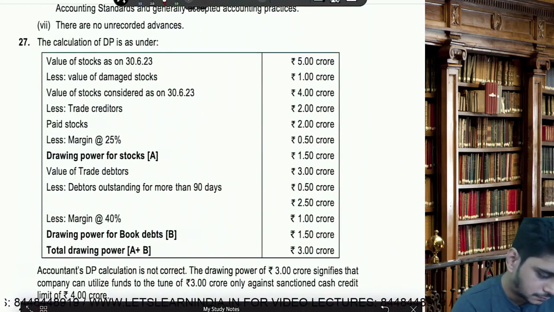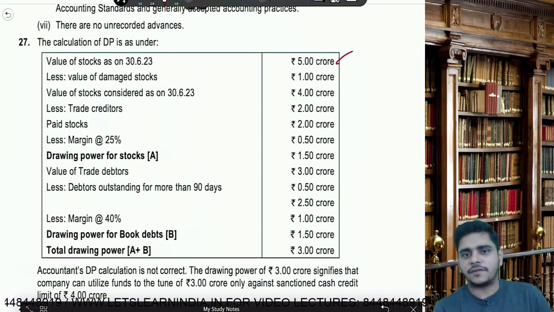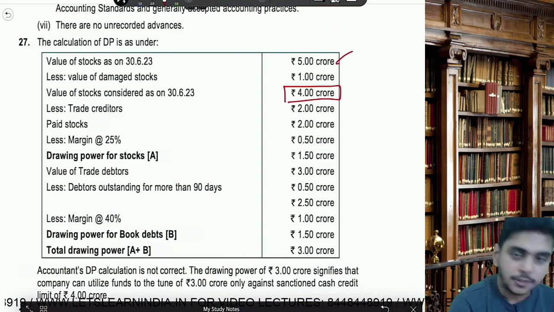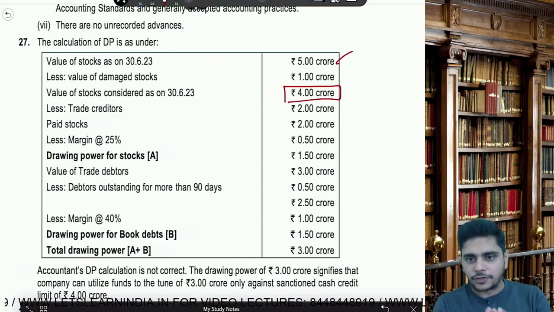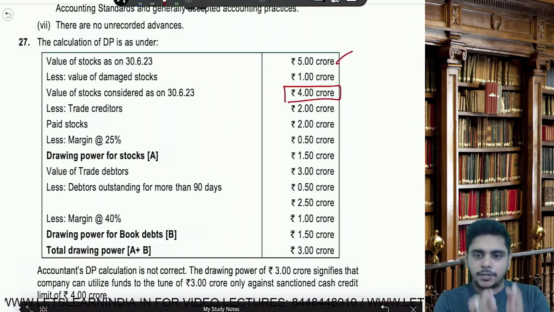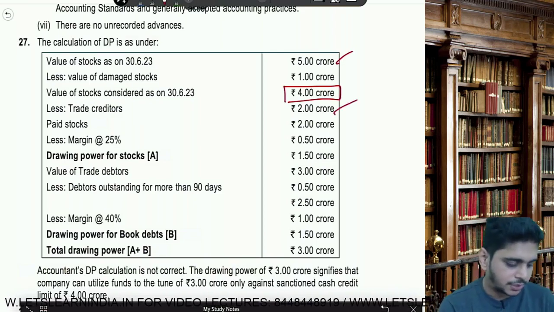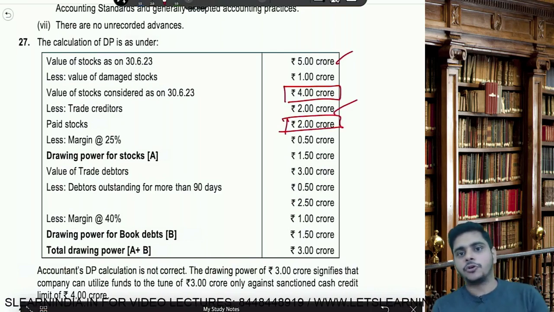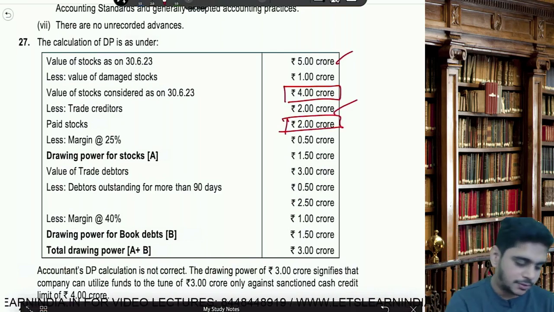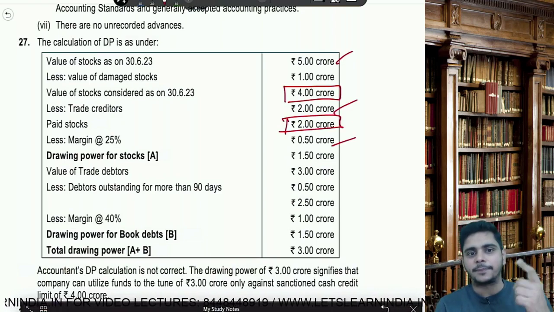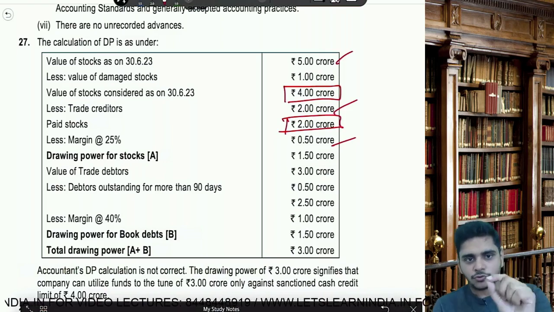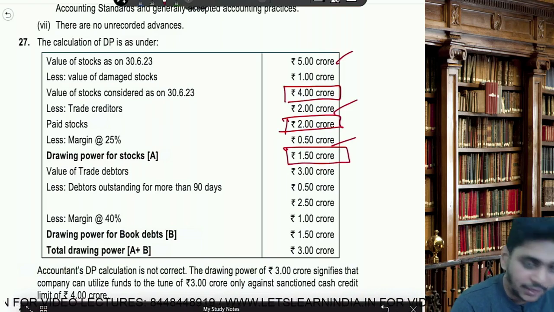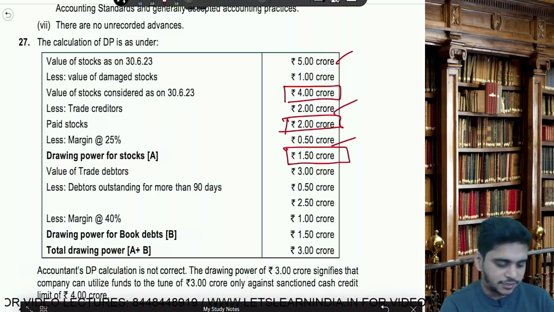Now, 5 crore is the value of stock minus 1 crore because it is destroyed. So my value of the stock is 4 crore. When you sell the stock, you will earn 4 crores, but 2 crores will go to the creditors. So how much stock are we left with? Only 2 crore rupees. Now what do you do? You reduce the margin. Margin is how much? Sir, 25%, so 2 crores ka 25% is 0.50. So my drawing power for stock is 1.5. This is my first figure.